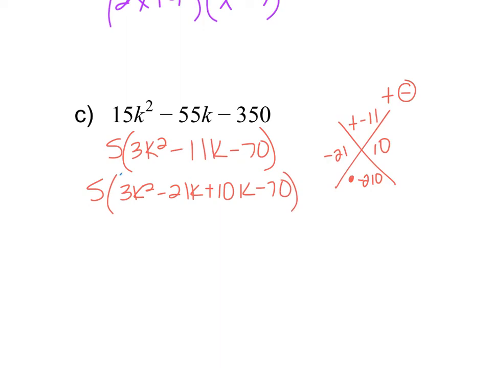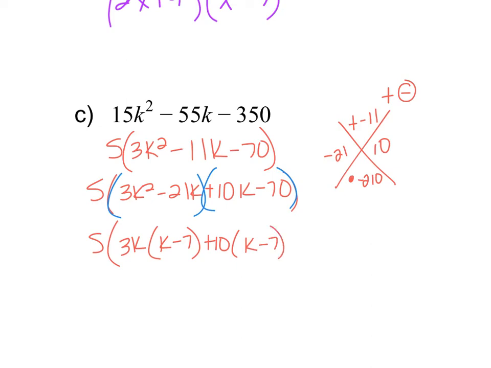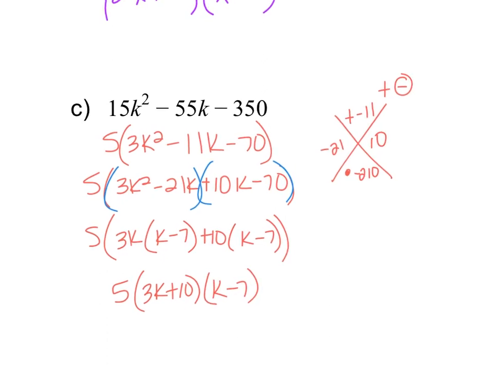Then let's factor by grouping. There's a lot of parentheses in this problem, that's okay. So we'll have 5 parentheses still. It looks like you can factor out a 3k parentheses k minus 7. And here we can factor out a positive 10. That'll be k minus 7. And close that other parenthesis. Now, so our final answer will be 5 times 3k plus 10 times k minus 7. And that is it.